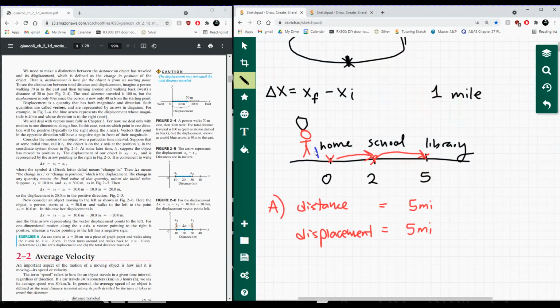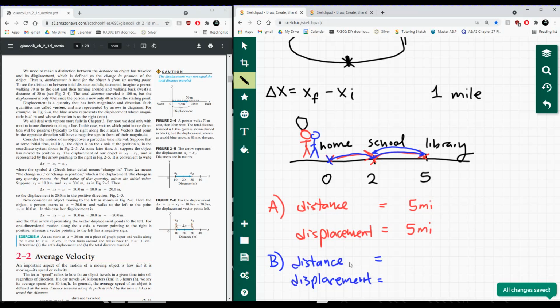In contrast, let's see what happens to person B, shown in blue, starting at home, then going to school, then going to the library, then coming back to school. And we ask what is the distance and what is the displacement. Now, displacement, as we can see, measures where this person is located finally in reference to their original position, and that's going to be 2 miles. It's not going to be equal to the distance because this person travels to the library, then back to school for a total of 8 miles.